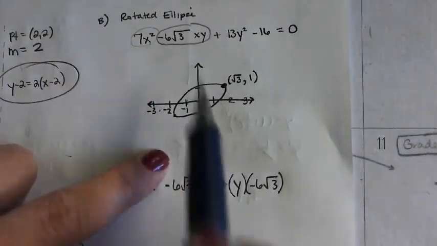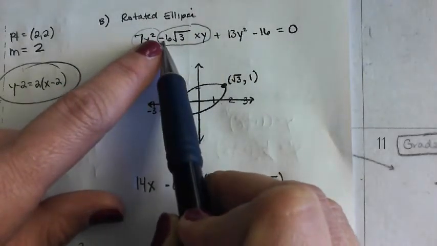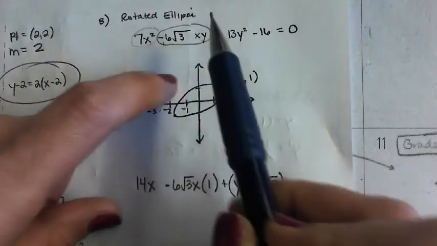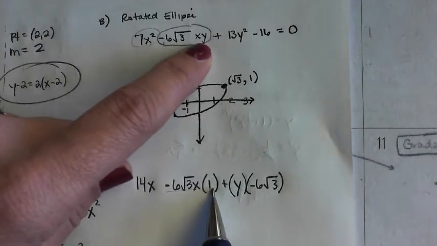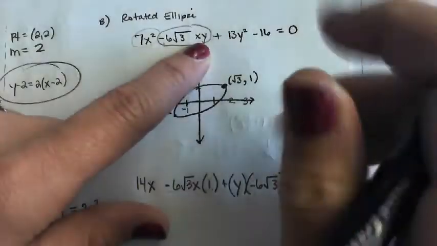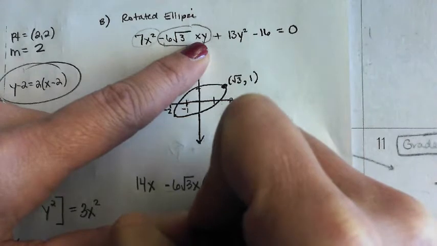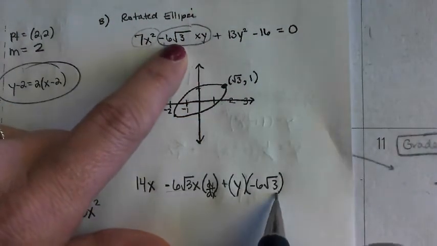We got the 14x. She treated this term and did the product rule. Her first being negative 6 root 3x, and her second being y. So here's her first times the derivative of the second. She did forget her dy dx. Plus second y times the derivative of the first. Good?